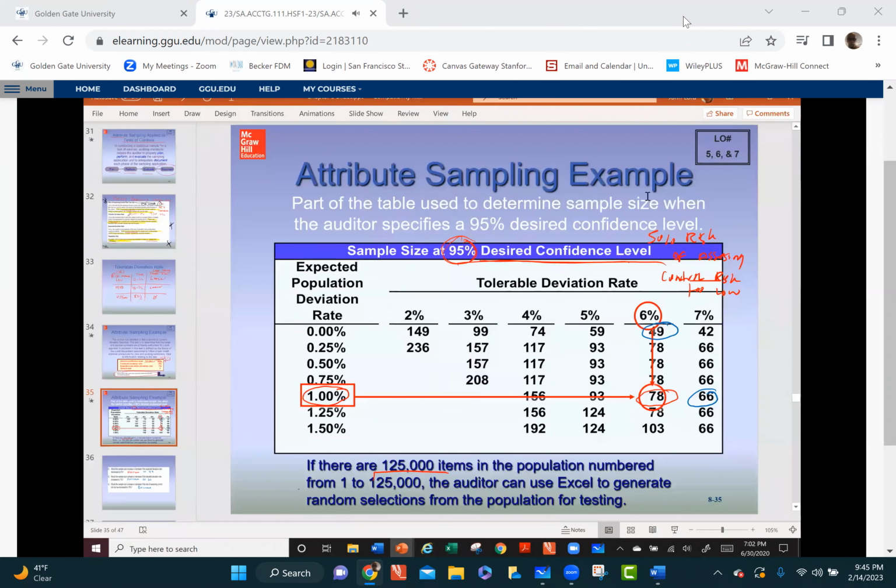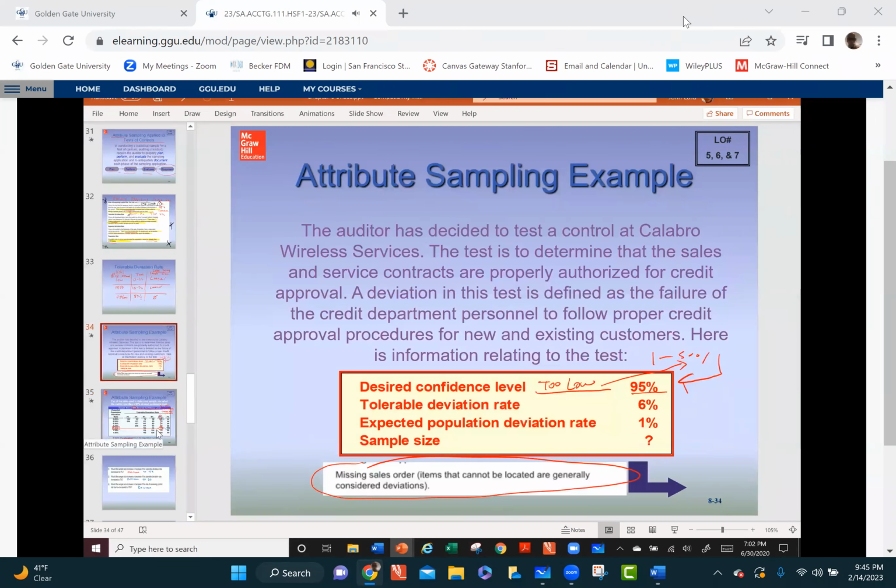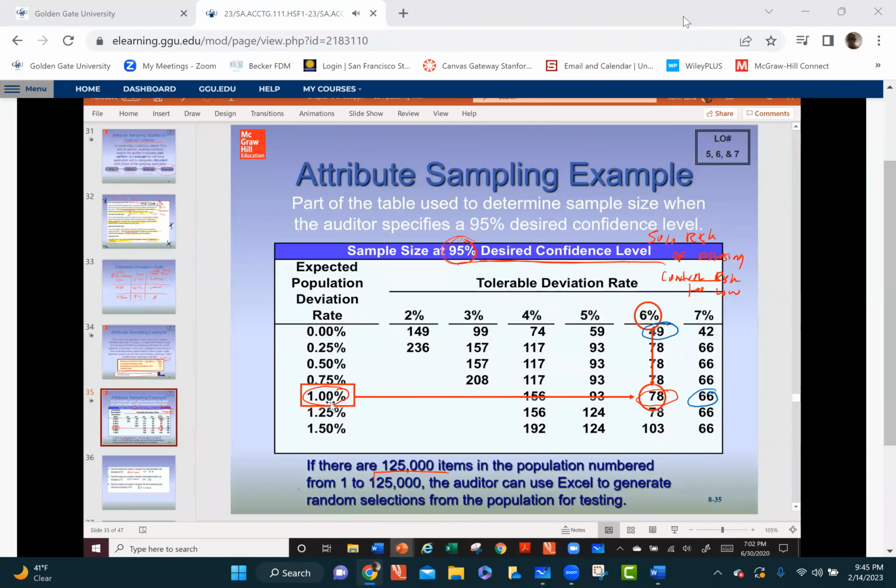Okay, so remember we were at the 95% confidence level. That means 5% risk of assessing control risk too low. I kind of wrote that over here. Okay, and I come over and I want to see what the sample size is. So I go to the expected deviation rate, and again, we're leveraging off of the information from this previous slide. So the expected deviation rate was 1%. So if you have a 1% expected deviation rate, and then you slide over and it was what? 6% tolerable deviation rate.